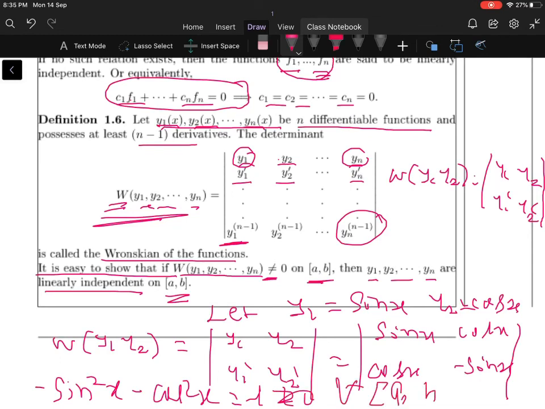Minus 1 is not equal to 0. This holds for any interval, for all real numbers: minus of sin square x plus cos square x, which is equal to minus 1, is not equal to 0. If we take any real number, therefore sin x and cos x are linearly independent functions. Linearly independent. So let us take one example for linearly dependent functions.